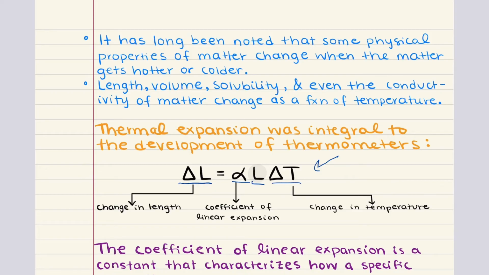Now, the coefficient of linear expansion is a constant that characterizes how a specific material's length changes as the temperature changes. This usually has a unit of inverse Kelvin, although it may sometimes be quoted as inverse degrees Celsius. This difference really is inconsequential because the unit size for the Kelvin and Celsius scale is the same. In short, this equation tells us that the change in length is proportional to both the initial length of the material and the temperature change it undergoes.